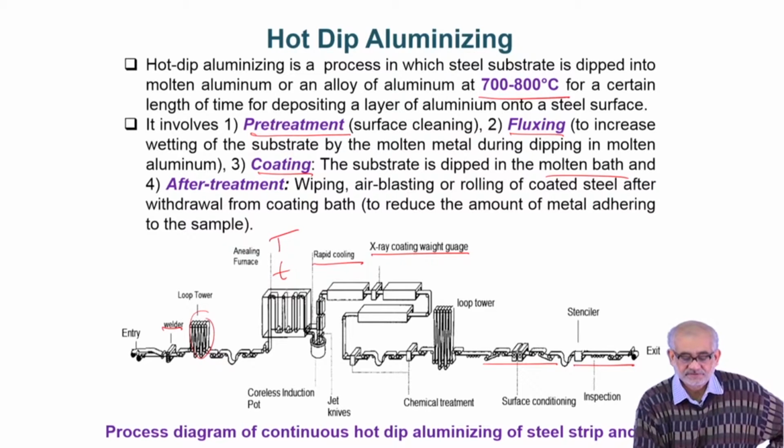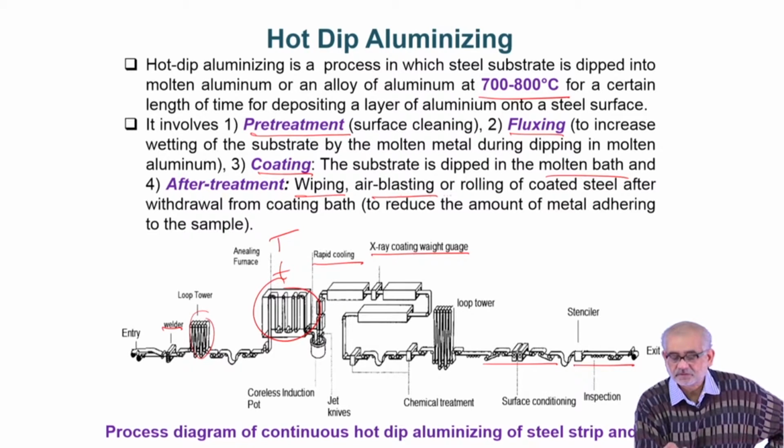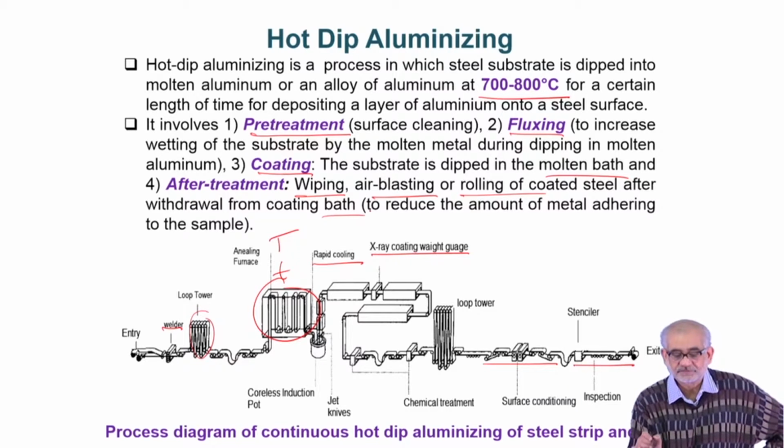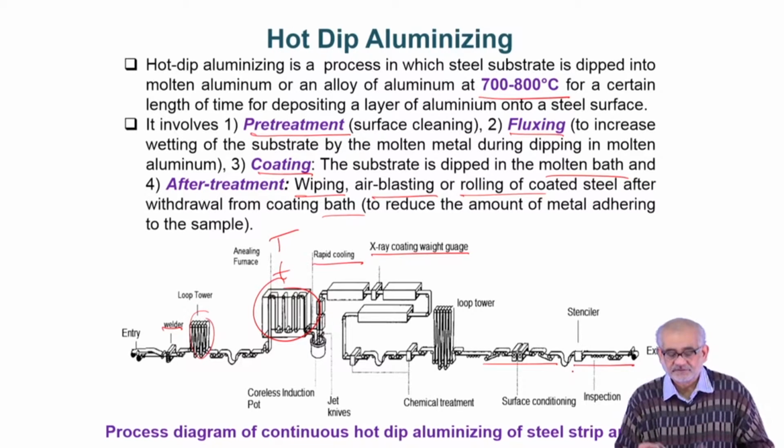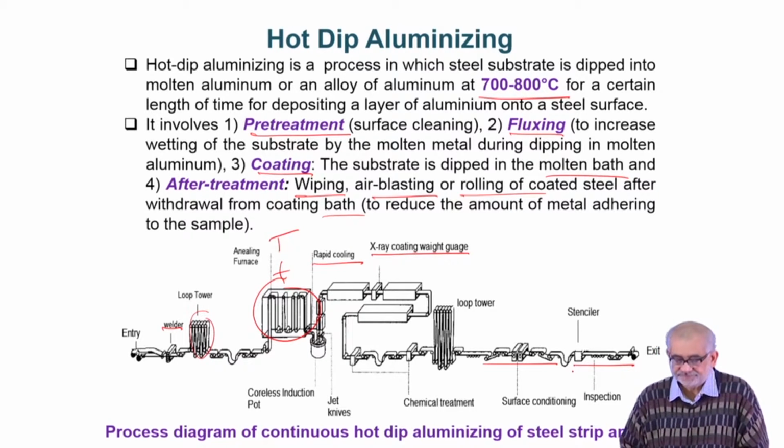So then the coating happens in the hot dip bath like here, which is a molten bath, and then we have to do the after treatment, which is wiping, air blasting, or removal of excess aluminum, and even rolling to make the uniform coating depth and physical form, and they are withdrawn from the coating bath and then coiled after the mandatory evaluation of the surface condition.